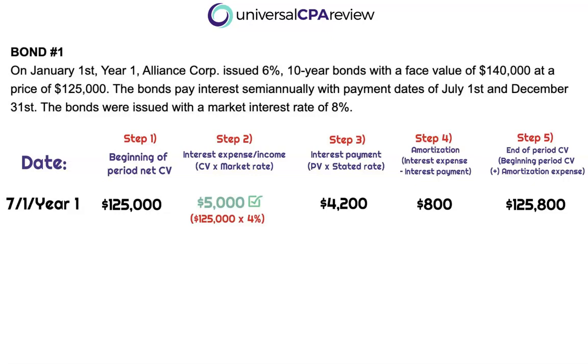Now moving on into step 3, which is determining the semi-annual interest payment. This is the cash that's going out the door. So they're paying this semi-annually. So again, 3% is now what we're multiplying times the face value. The face value is $140,000. That amount times 3% gives us a semi-annual interest payment of $4,200.